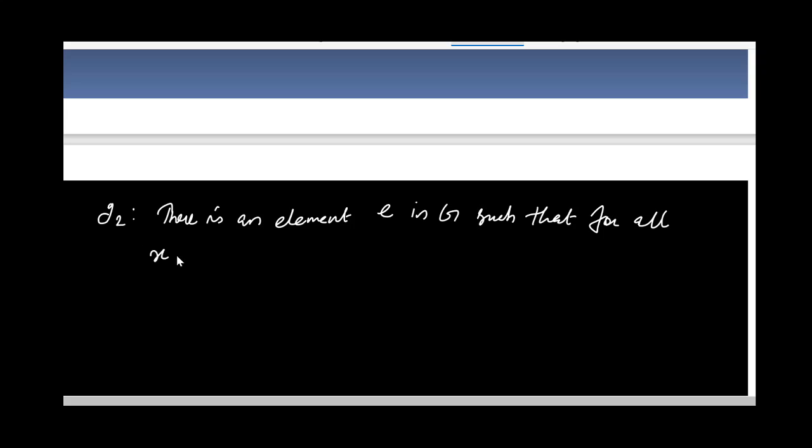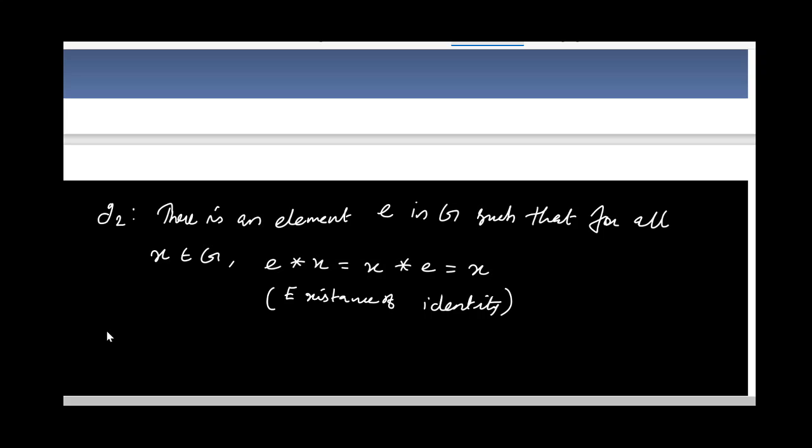G2: there is an element E in G such that for all X belonging to G, E star X equals X star E equals X. It is called existence of identity.